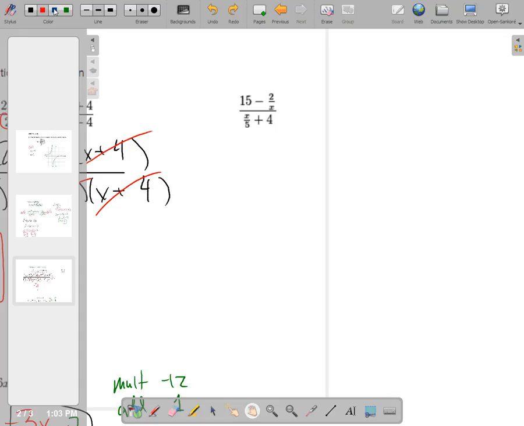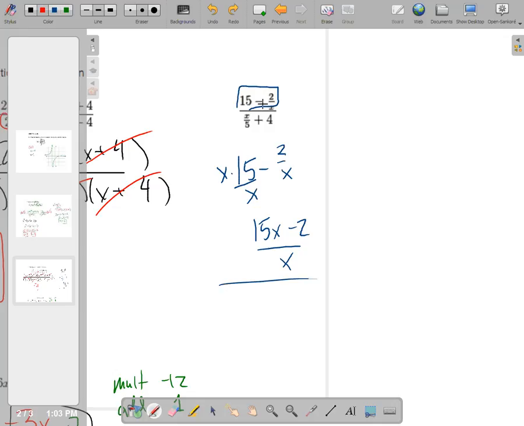Last thing, complex fraction, I need to get a common denominator, so I'm just going to focus on the numerator right now, and we'll get a common denominator here. This guy needs to be over x, but you can't just do it in the denominator. You have to do it in both the numerator and denominator. So now I have 15x minus 2 over x. That is my numerator. That's still being divided by my denominator, which I'll work out over here, x over 5 plus 4. This needs to be over 5, so I got to do it on the top and bottom. That would be x over 5 plus 20 over 5. So my denominator is x plus 20 over 5.